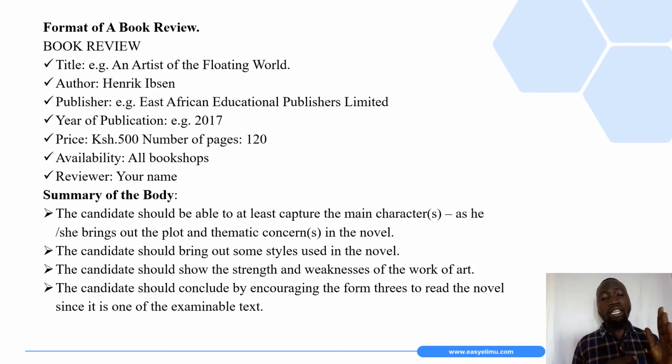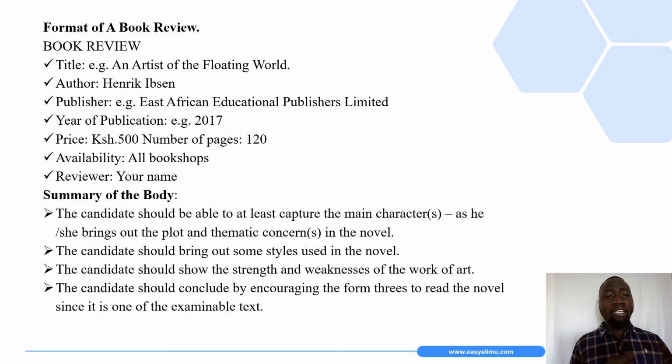and the title is a book review. You can add the name of the novel or book that you are reviewing. So after writing your book review and writing the title of the book, so we have an example there, An Artist of the Floating World, or you can talk about any other book that you would want to review. So after writing the title, you move to the author. So you write the name of the author. After writing the name of the author, for example, Kazuo Ishiguro, we move to the publisher. So, for example, East African Educational Publishers Limited.